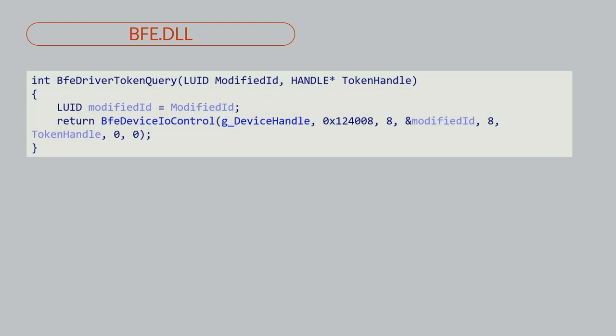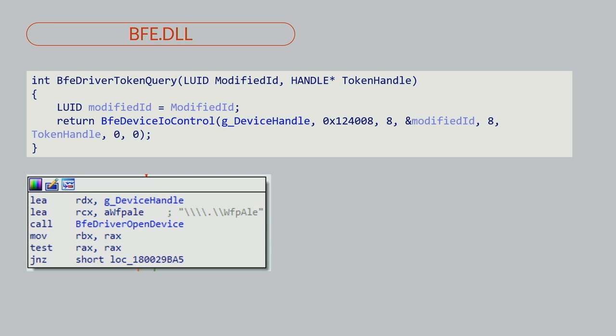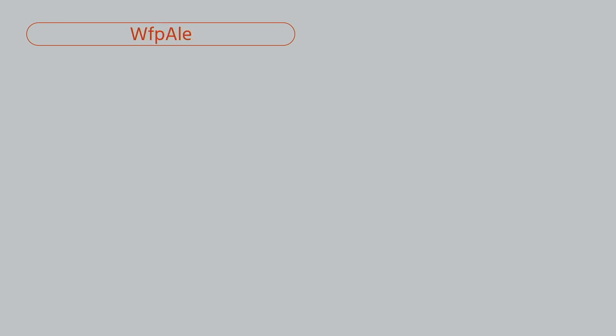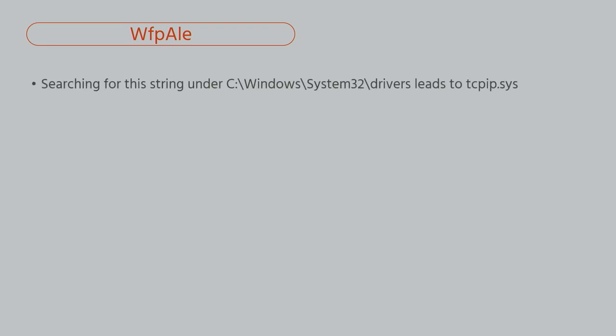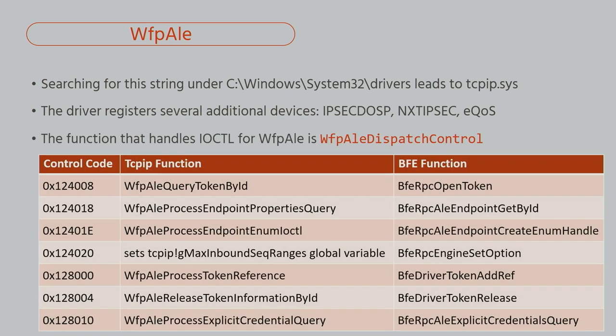What happens here is that a device IO request is sent, and the handle to the device is stored in a global variable. Based on cross references, we can tell that this device is called WFP ALE. So what is this device? I searched for this string in the drivers folder, and it led me to the file tcpip.sys. This driver has a lot of functionalities, and it registers many devices. But for now, we're going to focus on the ALE device. I mapped the control codes and the functions they invoke. All of them are undocumented, and they are listed here for future use.